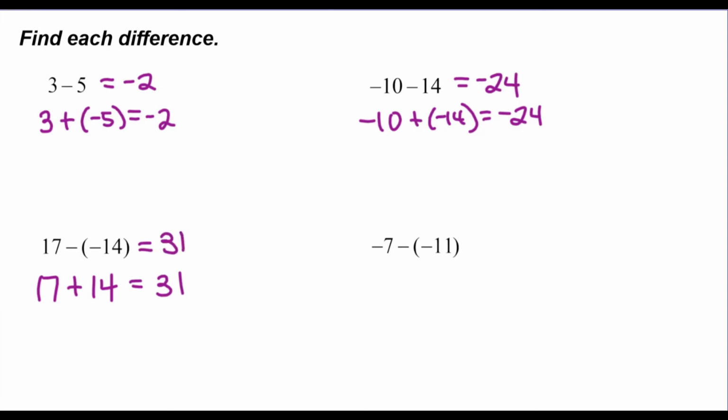And then again, I'm subtracting a negative number. Negative 7 minus negative 11. This is going to be the same as negative 7 plus the opposite of negative 11, which is positive 11. Here, there's canceling going on. There's more positives than negatives. That's going to be 4. So this difference has to be 4 as well. So these bottom two problems really exemplify when this strategy is really going to pay off.